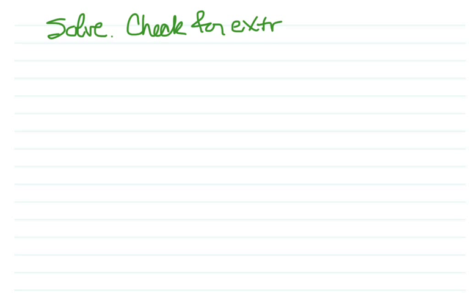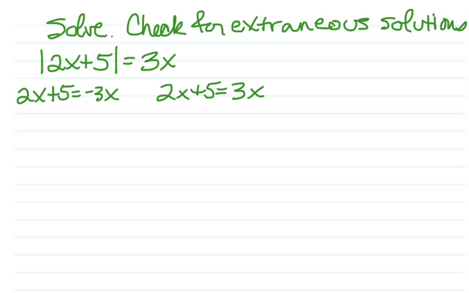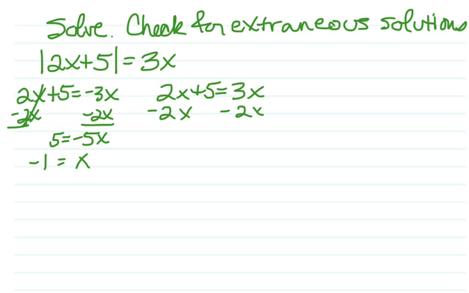So here's one that says solve, check for extraneous solutions. We're going to solve this the same way we've been solving it. We're going to set up one version with the stuff outside the bars with the opposite sign, and one just the way it is. Subtract 2x from both sides. We get 5 equals -5x. Divide, we get x equals -1. Solve the other part. Get 5 equals x.